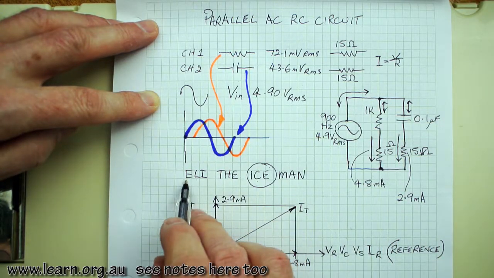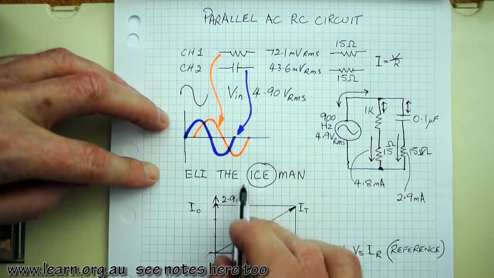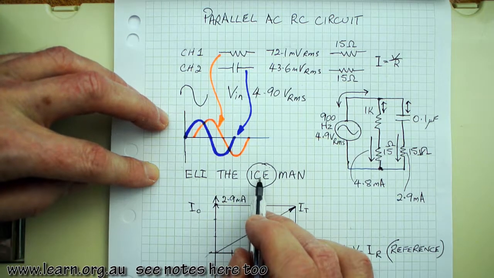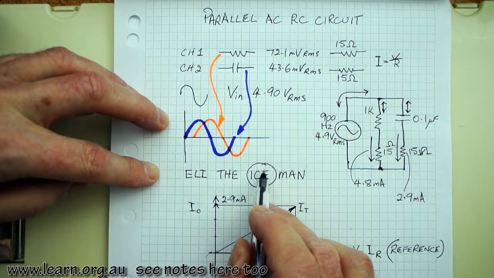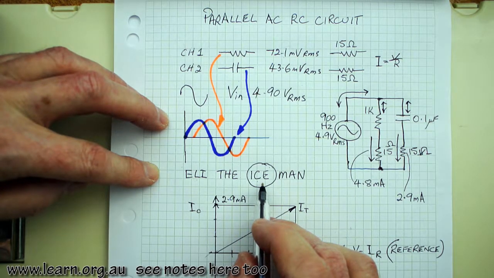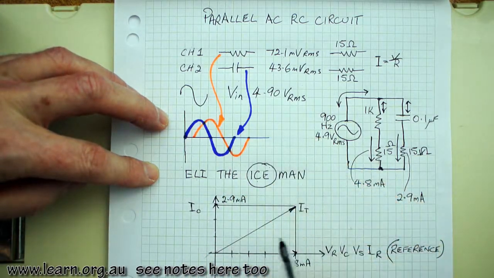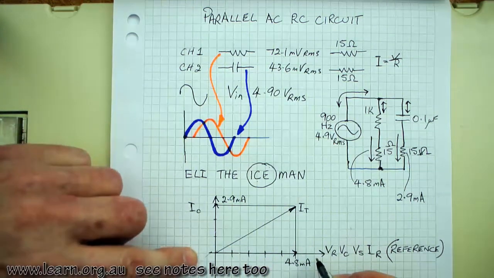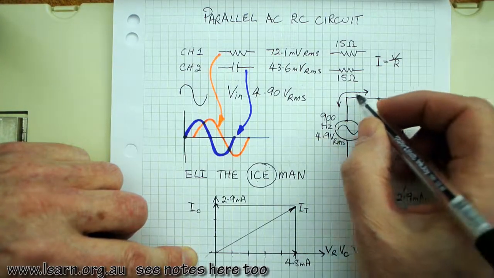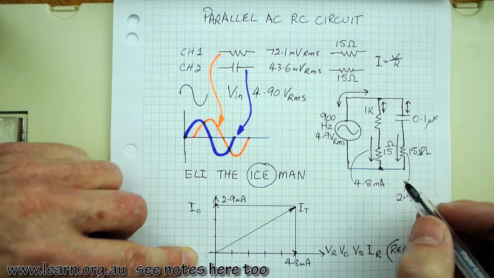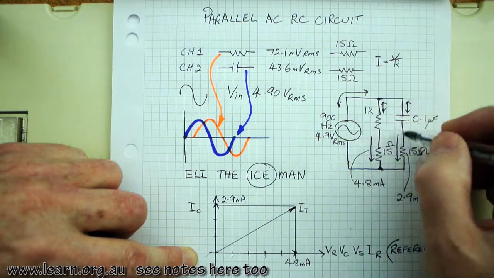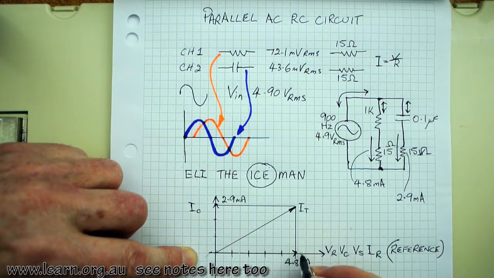Remember, we saw the acronym ELI the ICE man, and I've circled ICE here because in a capacitive circuit the current going through the capacitor is always going to be leading the voltage across the capacitor by 90 degrees. So let's first have a look at this phasor or vector diagram. The reference in this circuit has to be voltage because each component in the circuit shares the same voltage. So the voltage across the resistor, the voltage across the capacitor, and the voltage across the supply are all in parallel, hence they all lay on this reference phasor.